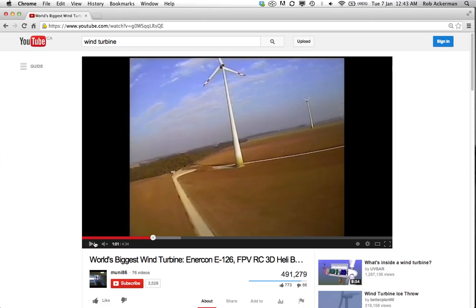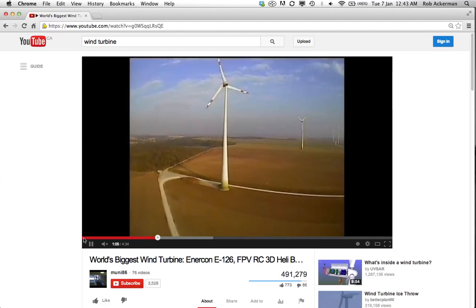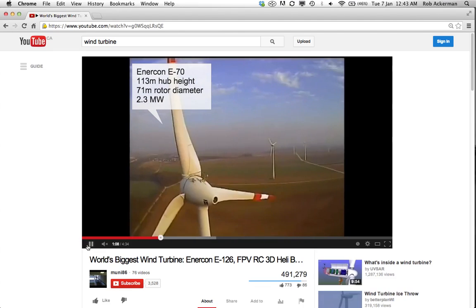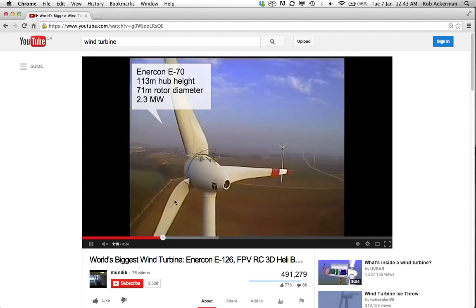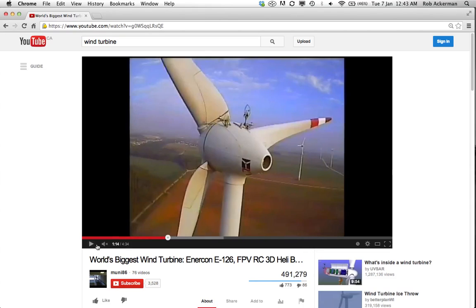I'm just going to play it and sort of do my own narration. You can see that they are flying up toward a wind turbine and are now hovering. You see that the wind is blowing, the turbine is spinning, there's many others in the distance. And what is going on here?